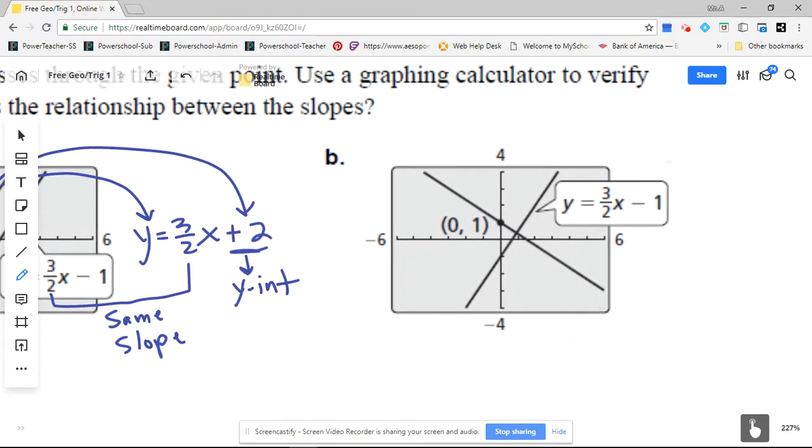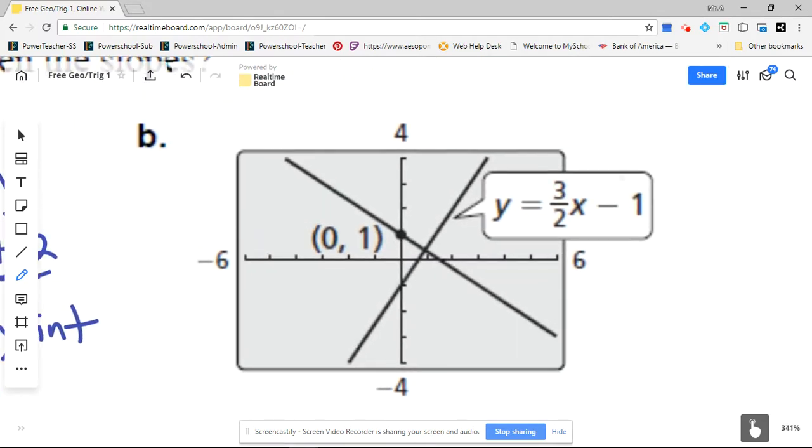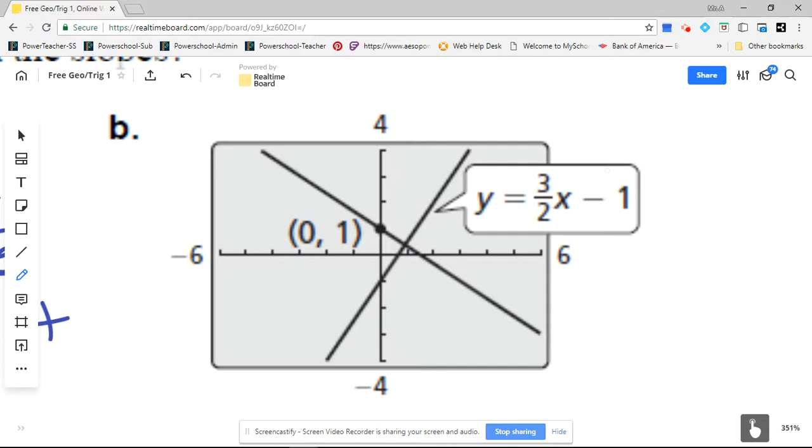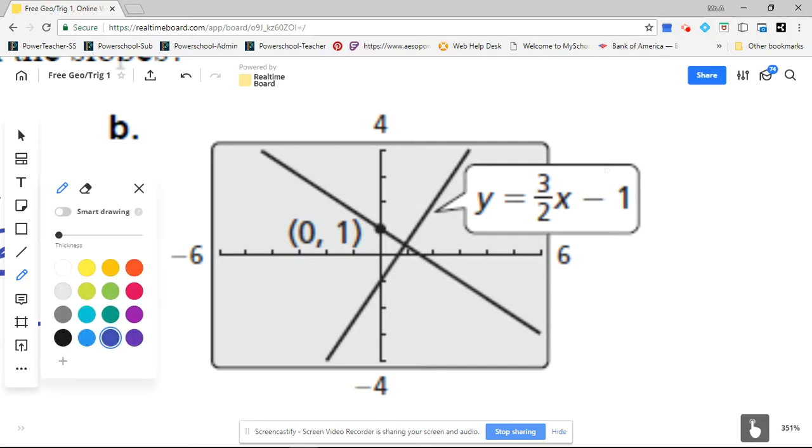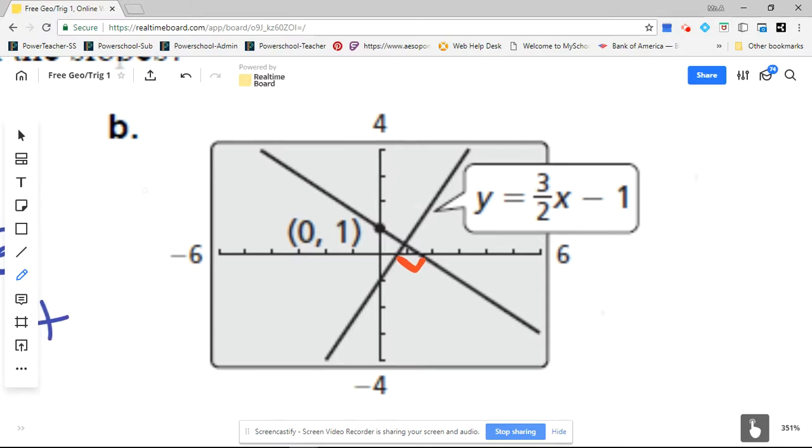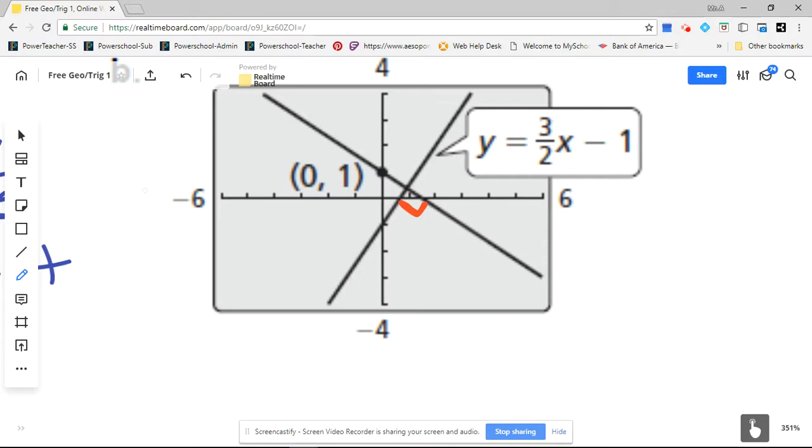Now, as you move to B, that's not parallel because the lines in B intersect. So if they intersect, they can never be parallel. Parallel lines never intersect. So they're telling us that this one is going to be a perpendicular set. So you can put a right angle box in there. And we want to find the equation of this other line right here.